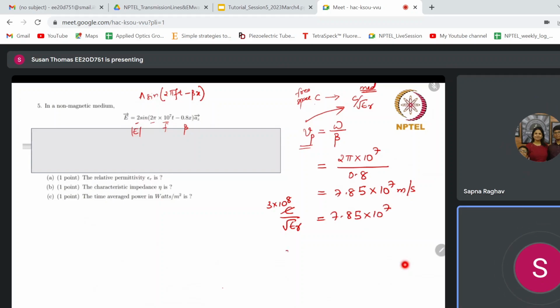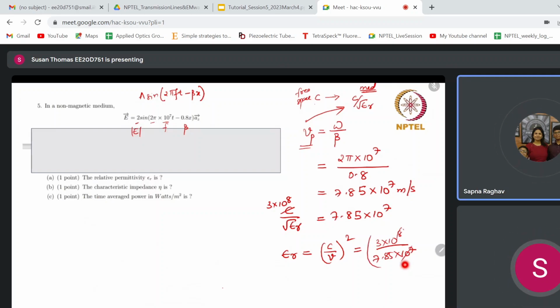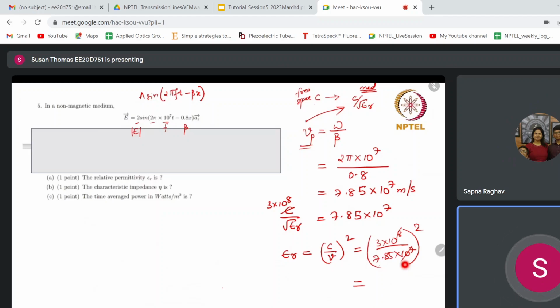So now epsilon r can be calculated. That is nothing but C by V the whole square. So 3 into 10 power 8 by 7.85 into 10 power 7, that whole square. So this finally comes out to be 30 by 7.85 square of that. So that will be 14.6. So that is our relative permittivity.